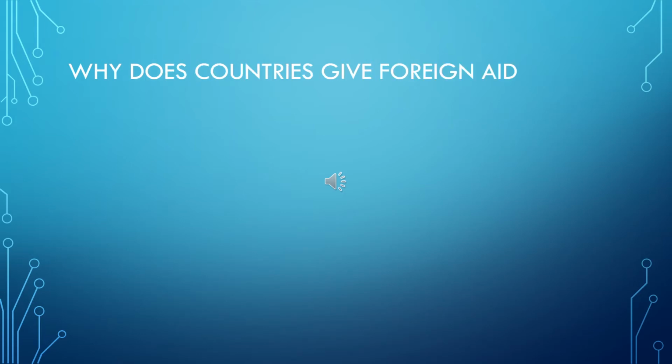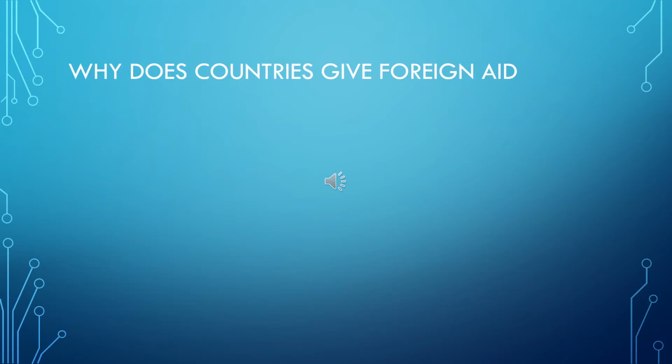Now in this slide, we are going to discuss why countries give foreign aid. There are multiple answers to the question, ranging from the most idealistic motivations to the cynical and strategic. But in a nutshell, countries give foreign assistance for three main reasons. Number one is moral or ethical reason.